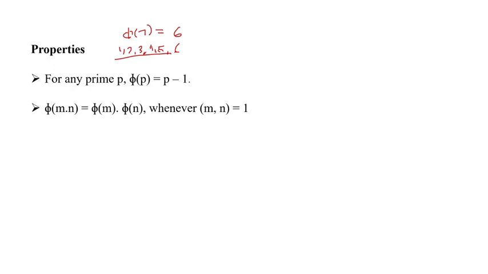Next, the second property: phi of mn is phi of m into phi of n whenever GCD of m and n is 1. That is, if the GCD of two numbers is 1, then we can write phi of mn as phi of m into phi of n. For example, consider the number 10. 10 can be written as 2 into 5, a product of two prime numbers. So phi of 10 can be written as phi of 2 into phi of 5 because GCD of 2 and 5 is 1. Now, since 2 and 5 are prime numbers, phi of 2 is 1 and phi of 5 is 4. Therefore, we get phi of 10 as 4.